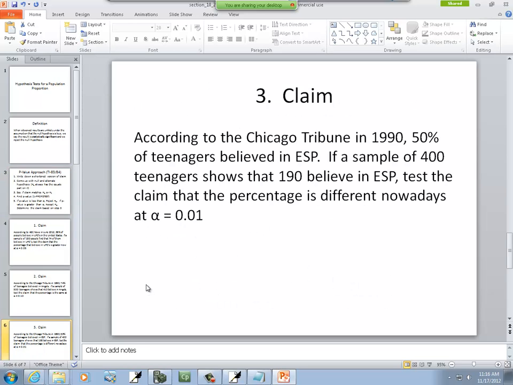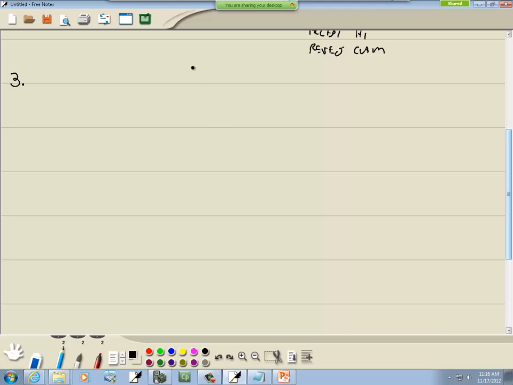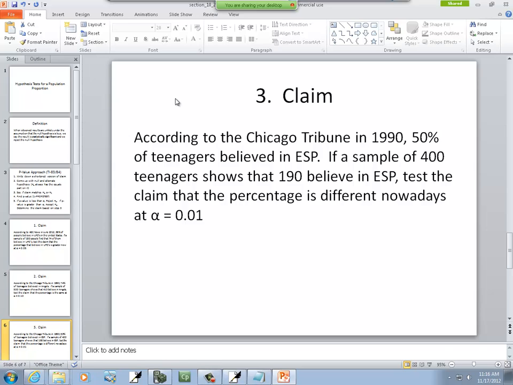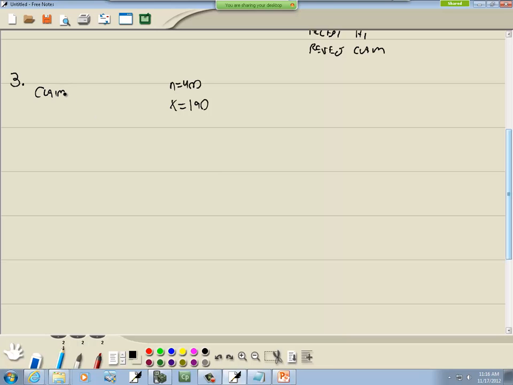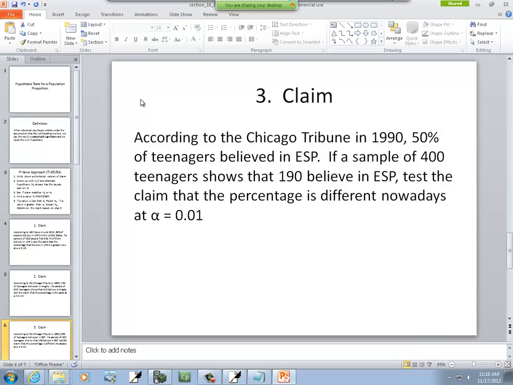Okay, number 3. According to the Chicago Tribune, in 1990, 50% of teenagers believed in ESP. If a sample of 400 teenagers show that 190 believe in ESP. And 50% believed. Claim is percentage is different nowadays. So claim is different from 50%.